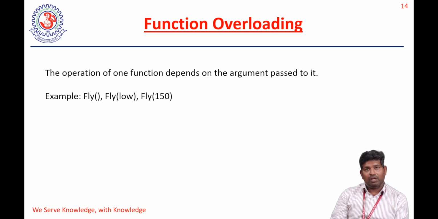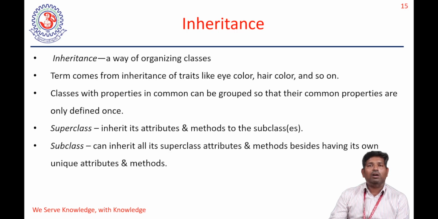Right? So next and final principle is inheritance. This is very helpful for those who want to write less code: write once, use many times. That is inheritance. It is a way of organizing classes, so we can write a program in a well structured manner. This term comes from the inheritance of traits like hair color, eye color, and so on. Classes with properties in common can be grouped so that their common properties are defined only once.